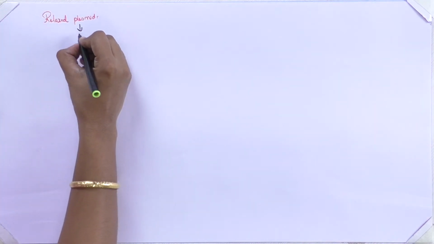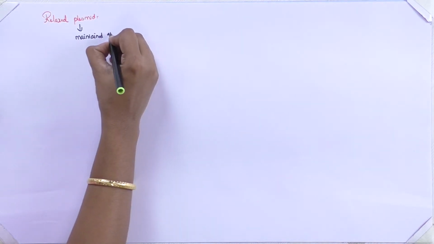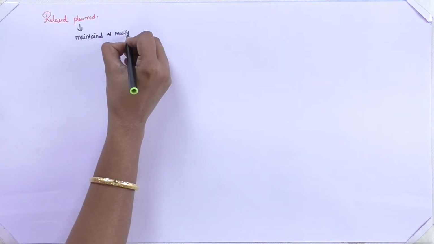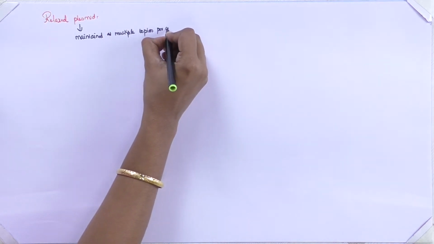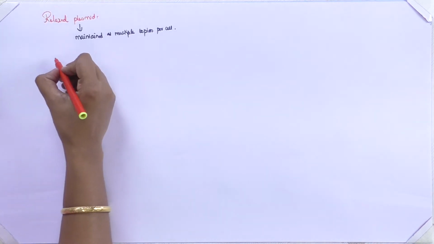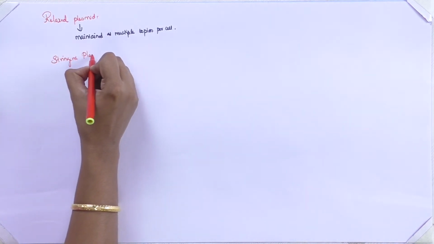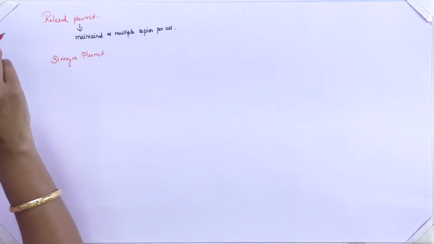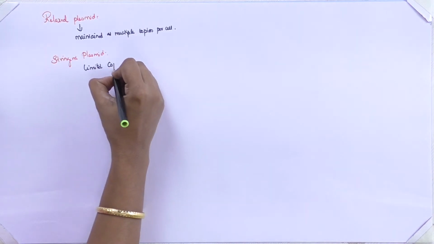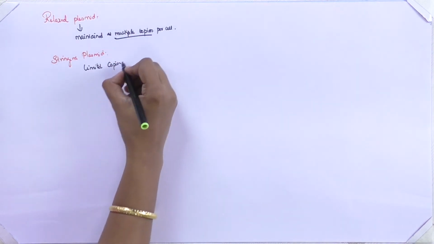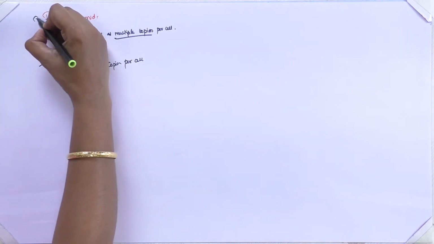So normally the plasmids are maintained at multiple copies per cell. But if we come across the stringent plasmid, it has limited copies per cell. So limited copies, multiple copies. This is another category of plasmids.